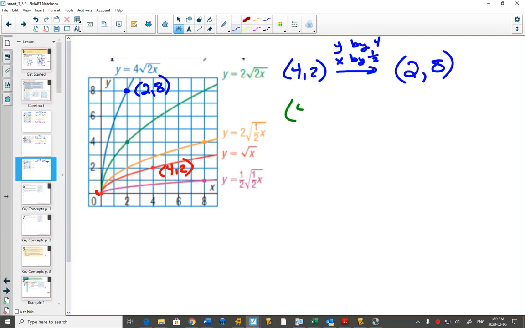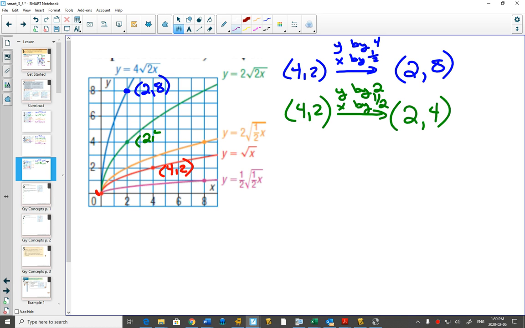On the green graph, we started with 4 comma 2. We see a 2 on the outside of the function. We're going to multiply y by 2. We see a 2 on the inside of the function. We're going to multiply x by a half. We end with 2 comma 4. And that's the point that's labeled.